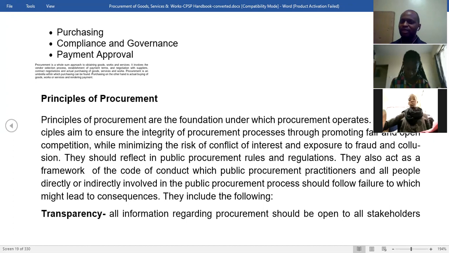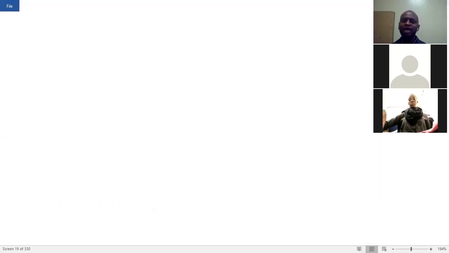Then the other one is payment approvals. Sometimes it is always good to make follow-up. As a procurement officer, you must be able to make follow-up. You are following up and ensuring that suppliers are paid, because that is one of your business as a procurement officer. You must be able to ensure that your suppliers are paid on time.